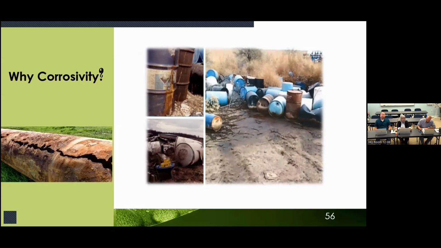Now, it's important to note that corrosivity is one of the two characteristics where California's regulations are broader in scope than the federal regulations. Let's take a look at how this differs.